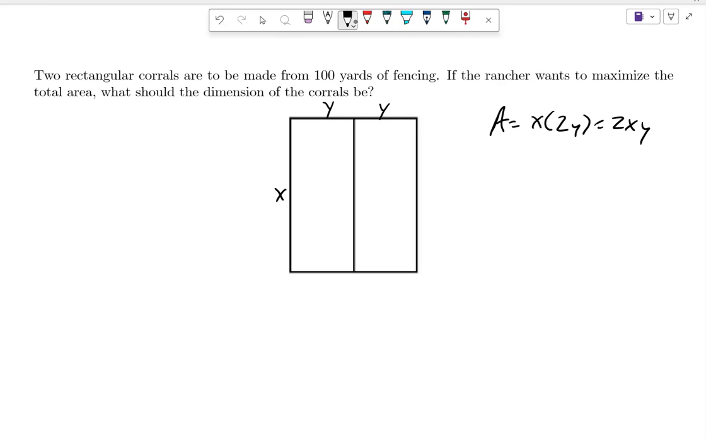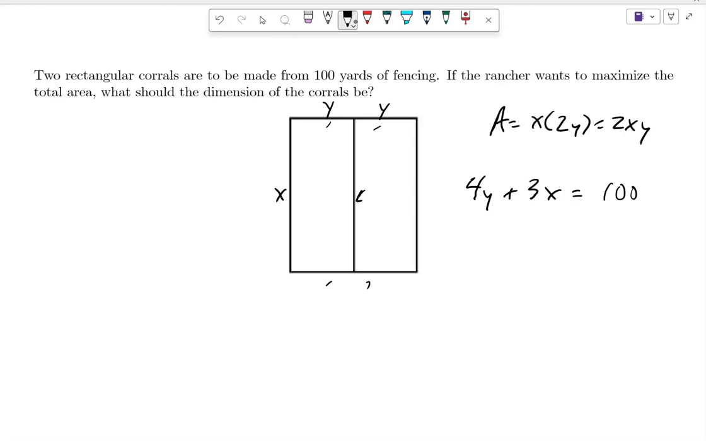100 yards in terms of x and y. 4 y's and 2 x's. You got the 4 y's, right? There's 1, 2, 3, 4. How many x's? 3, right? There's the middle one. Oh, there's a middle piece, right? So we've got 4 y's and 3 x's all together have to equal what? 100. Yeah, because that's the 100 yards of fencing, right?